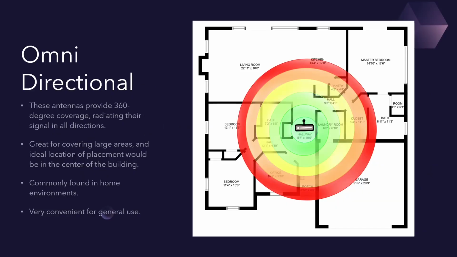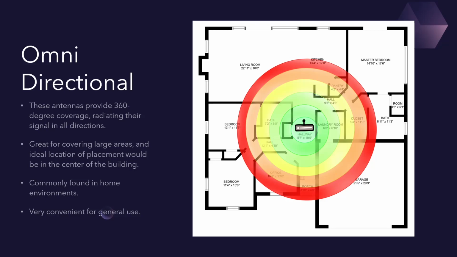The first type of antenna we have is omnidirectional antennas. These antennas emit and receive signal in a 360-degree pattern, making them perfect for general coverage areas where the signal direction varies widely. They are similar to a lamp that lights up an entire room, so that's one way you can think about it. It's commonly found in home environments, like in a Wi-Fi network at your home, and is very convenient for general use.